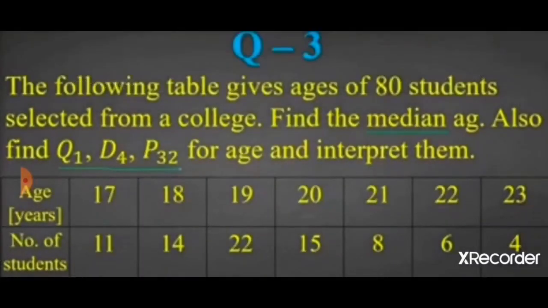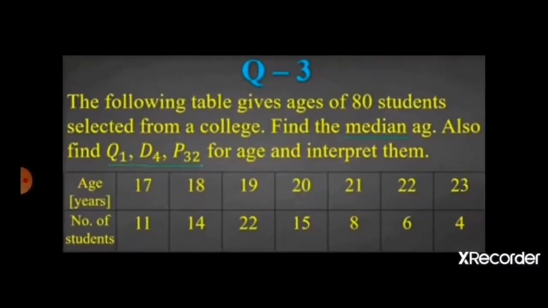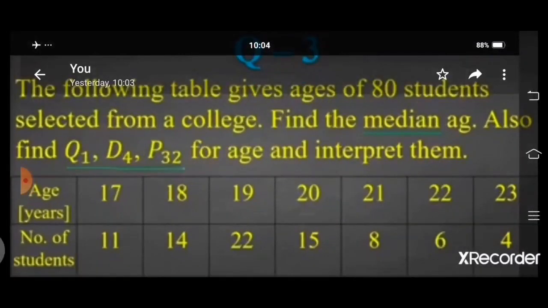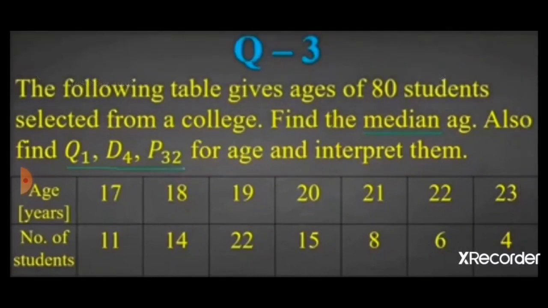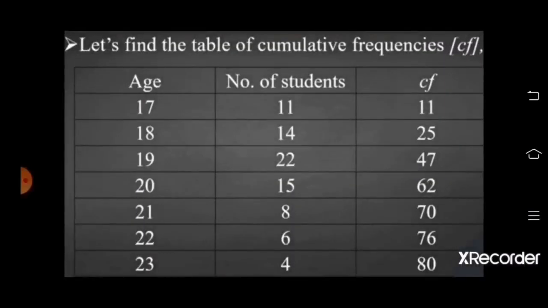Then sum number 13. The following table gives ages of 80 students selected from a college. Find the median age. Also find quartile 1, decile 4, percentile 32 for age and interpret them. Here they have given us age in years, number of students: 17 years age, students 11; 18 years age, 14, and so on. We will make a table here.